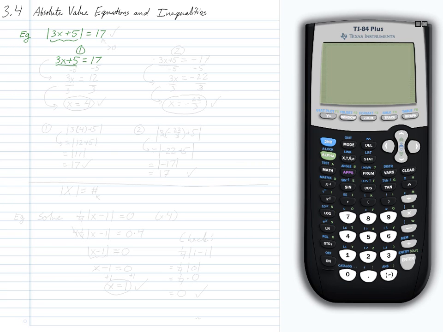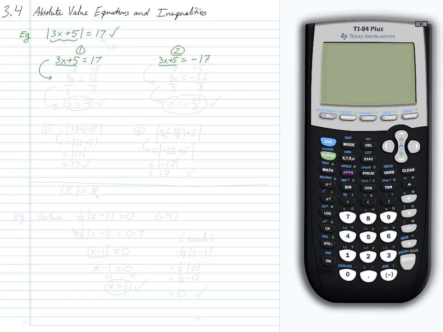The other possibility, and every equation in this section is going to look something like this, generally speaking. The other possibility is that that expression 3x plus 5 is equal to negative 17. Right? If we take the absolute value of negative 17, we still get 17. So if 3x plus 5 is negative 17, then this equation would still be satisfied. So we are going to get two equations that we have to solve from most of these absolute value equations in this section. I'll begin by solving the first one.